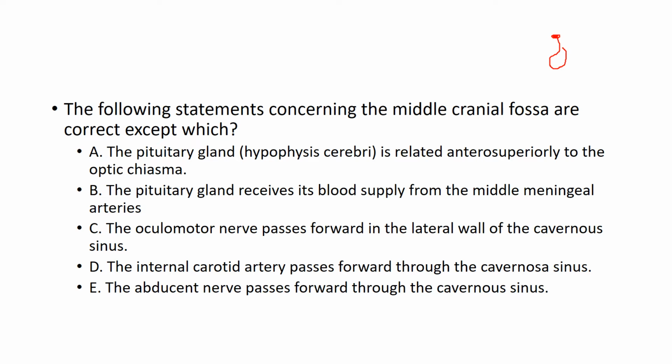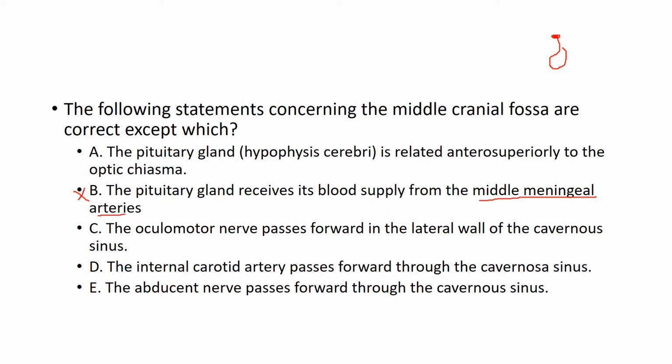The pituitary gland receives its blood supply from the middle meningeal artery. No. It receives its blood supply from the internal carotid artery. There are the superior hypophyseal artery and the inferior hypophyseal artery, both branches from the internal carotid artery. So this is the wrong one.